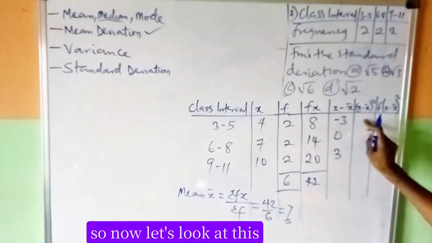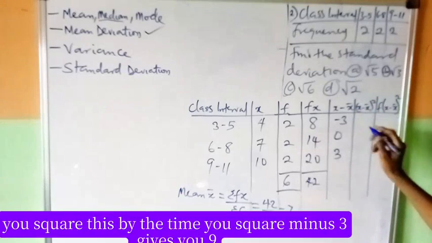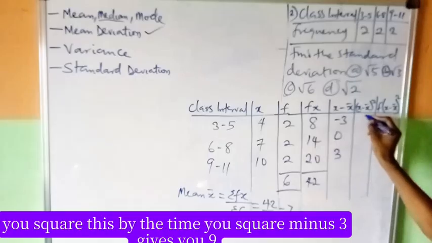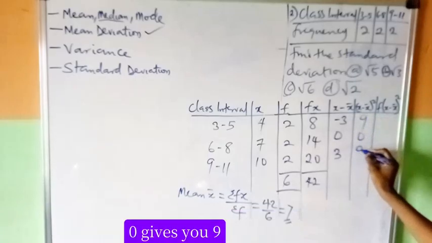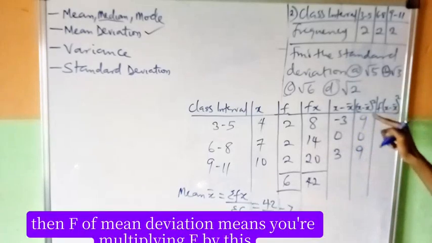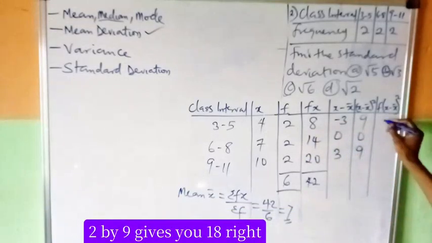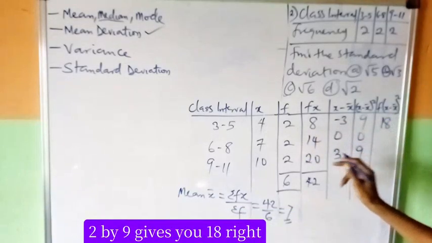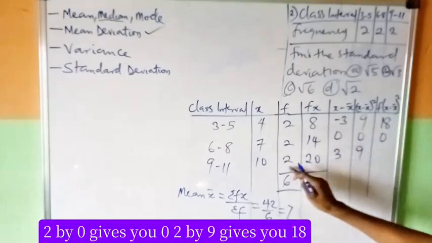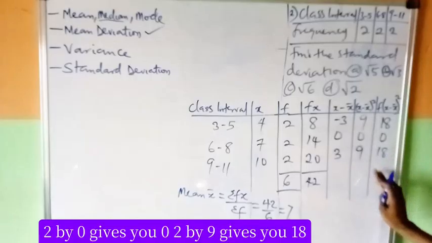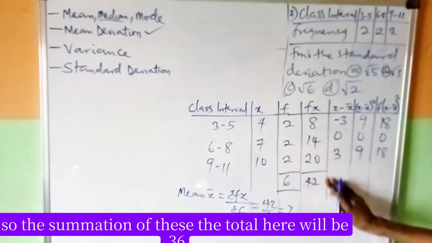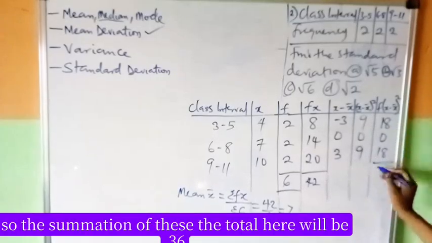Right, so now let's look at this. You square this. By the time you square minus 3 it gives you 9, 0 gives you 0, 3 gives you 9. Then f of the squared mean deviation means you're multiplying f by this. 2 by 9 gives you 18, 2 by 0 gives you 0, 2 by 9 gives you 18. So the summation of this, the total here, will be 36.